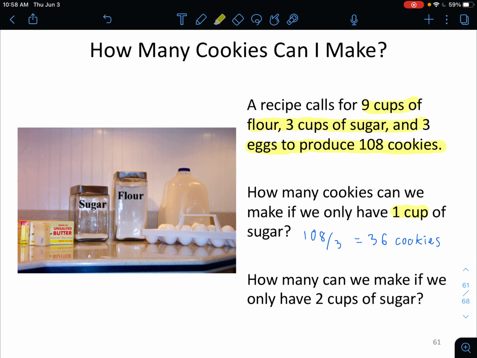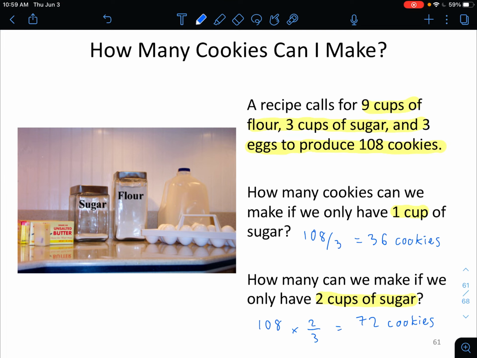And then the next question says, well, what if I only have 2 cups of sugar? Then what's going to happen? Well, then that's 2/3 of the amount that the recipe calls for. So I'll only be able to make 2/3 of what it says, which is, I guess, double our last answer. So that should be 72 cookies. Okay, so my weird recipe, I just wanted it divisible by 3, but fair enough. That's what we have there.